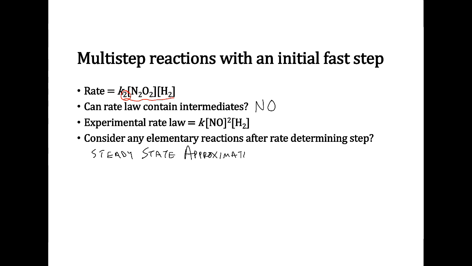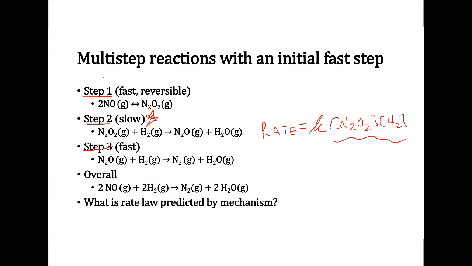Okay, so in the steady state approximation, let's look at this first step. This first step is fast and reversible. So what that means is that, let's write rate 1 for the forward reaction. So we'll denote that with a subscript of 1 and then F for forward. Then we'll write K sub 1 times NO squared. So we're looking at the rate for going forward here. But if it's fast and reversible, that means that this reaction also goes backwards.